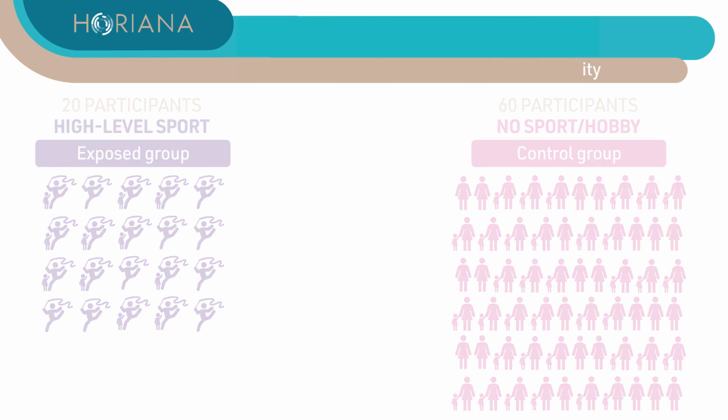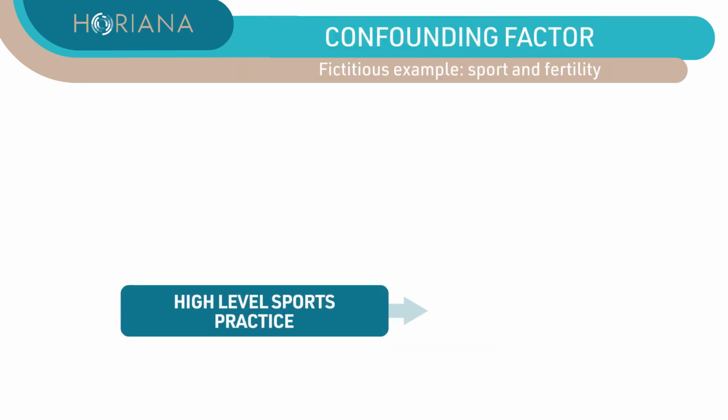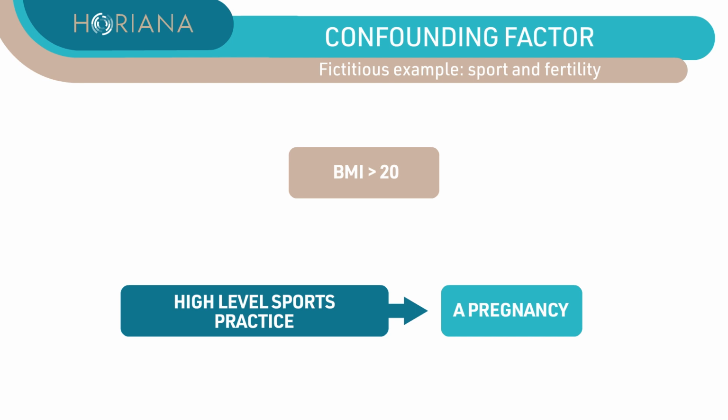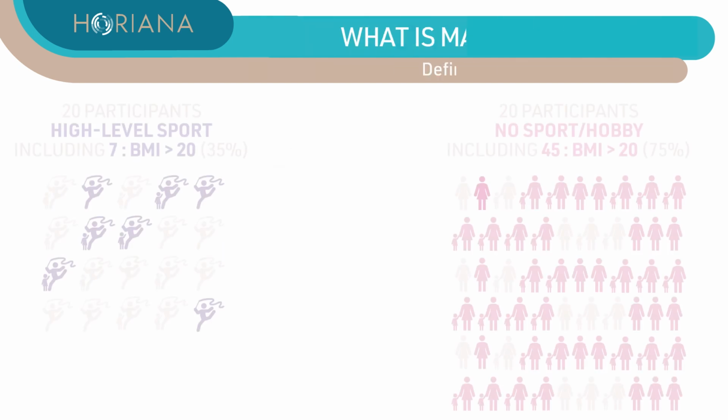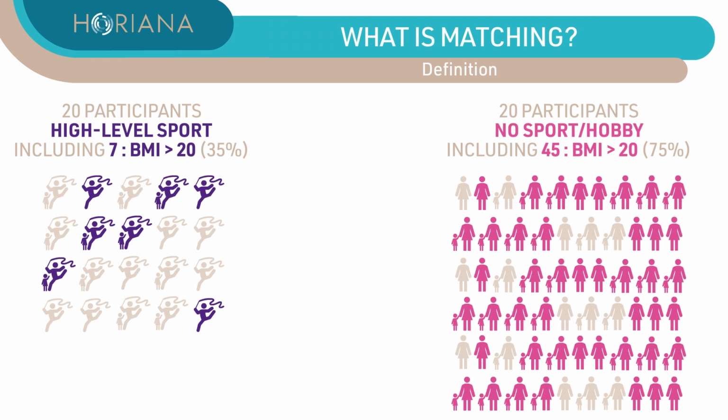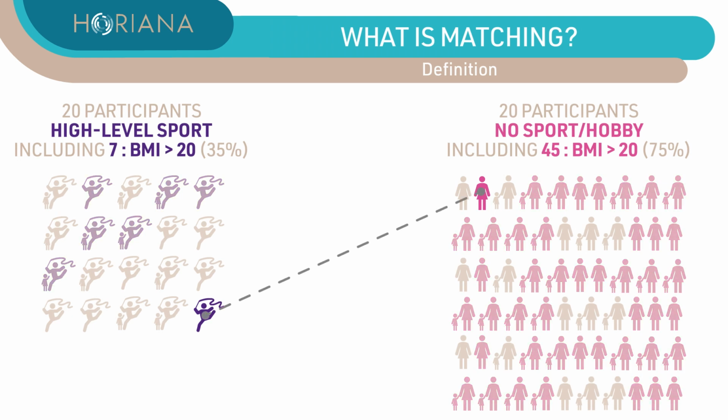We want to measure the association between high-level sport and chances of pregnancy. Moreover, it's known from the literature that having a BMI greater than 20 can influence the chances of pregnancy. In order to neutralize the influence of these confounding variables, the matching technique will be used. We will select a participant who does not practice sport with a BMI greater than 20 for a participant who practices high-level sport with a BMI greater than 20.